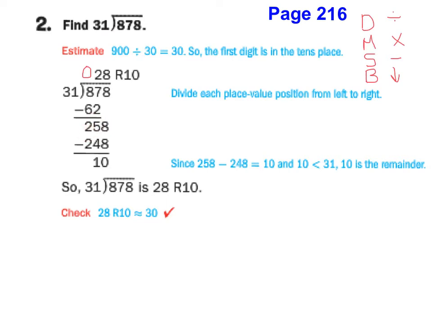25 is less than 31, so now I'm going to go ahead and bring down the 8. 31 goes into 258 about 8 times. So 8 times 1 is 8, 8 times 3 is 24, subtract, and I have 10. Again, there are no additional numbers to bring down, so I'm done. However, because I'm not at 0, we're going to use that remainder. All right, and back to our estimate, which was about 30, and 28 remainder 10 is really close to 30.